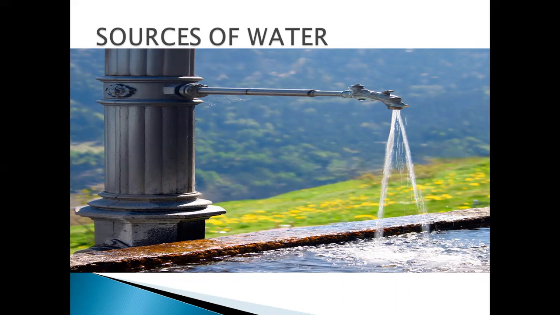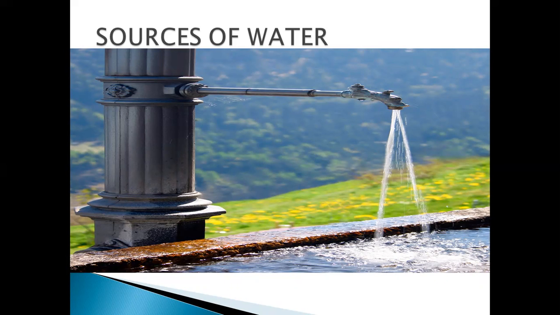Now, the different water bodies that we have are the springs, we've got the streams, we've got the rivers, we've got the lakes, we've got the reservoirs, we've got the creeks, seas, and oceans. All these come in the category of water body.